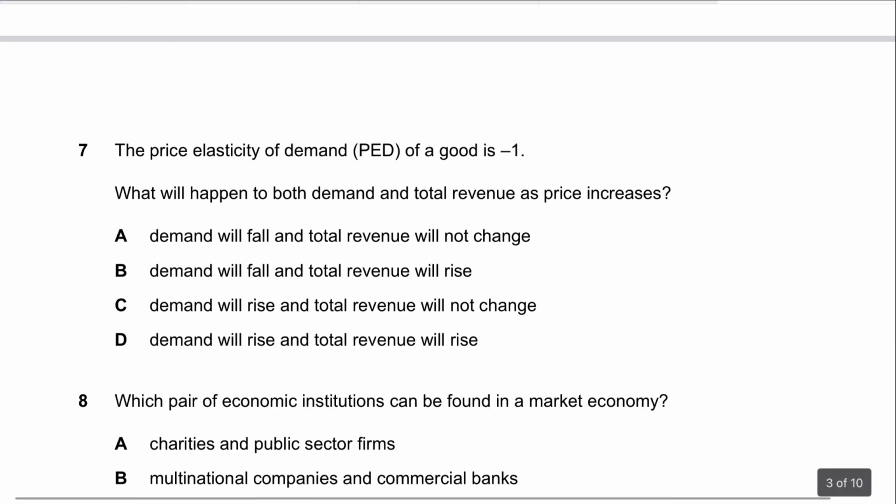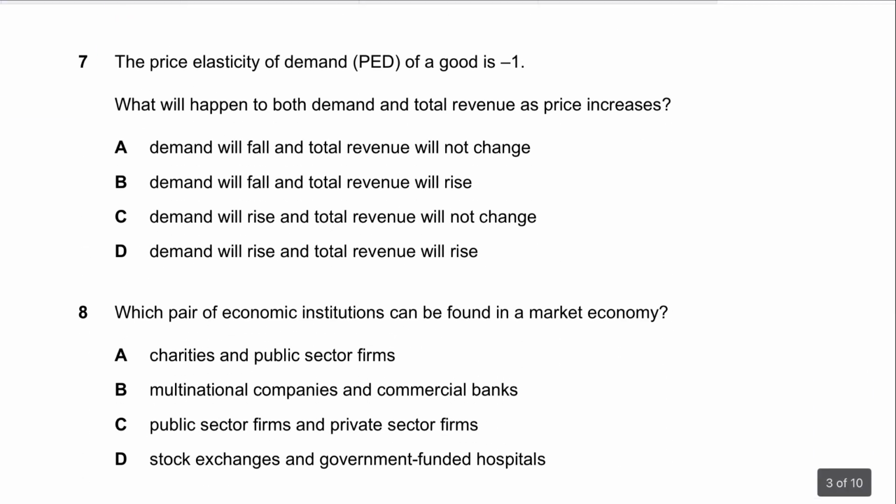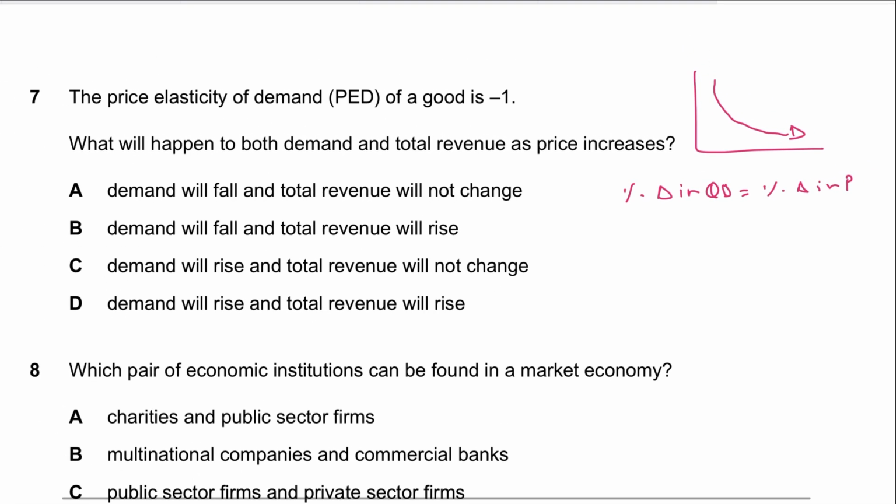Question number 7 is saying the PED of a good is -1. Now -1 is unitary elastic, and when you are drawing a demand curve for unitary elastic, it is drawn like a rectangular hyperbola, where remember the characteristic is that the percentage change in quantity demanded exactly equals the percentage change in price. That is why the elasticity is 1, and minus is simply representing the inverse relation. Now the point of consideration is, it says what will happen to both demand and total revenue as price goes up. So if the price goes up, quantity demanded obviously will fall, and that is exactly why the answer has to be in minus sign.